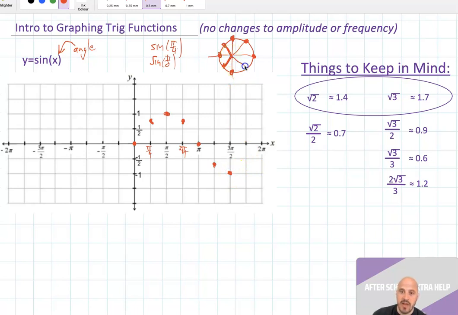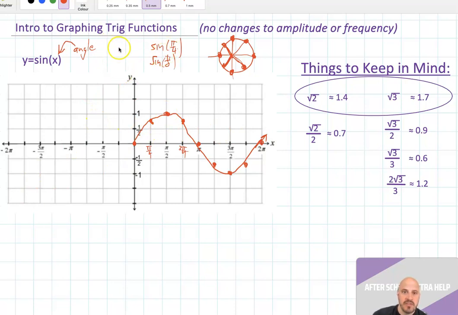And continue along, I get that same value as before, that root 2 over 2, but again, it's negative. And lastly, when I'm back at 2 pi, what's my sine value of 2 pi? Just 0, right? So I get this really nice looking curve here, like an ocean wave, and it continues forever. Let's go back a little too.